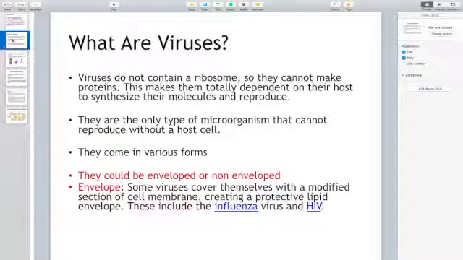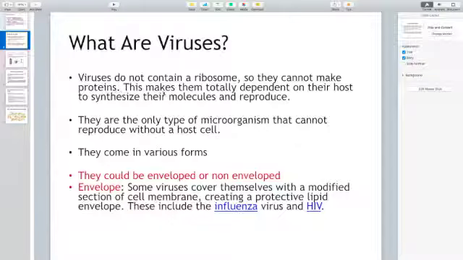Why are viruses not considered alive? One of the properties of life is to be able to carry out metabolism. Metabolism requires enzymes. Enzymes are proteins synthesized by ribosomes. Since viruses don't have any type of cellular structures, they lack ribosomes as well. Since they don't have ribosomes, they can't make protein. Remember, proteins are essential for metabolism.